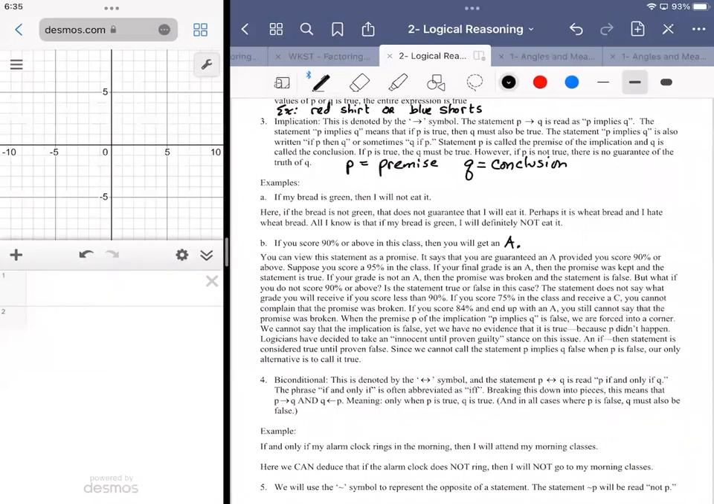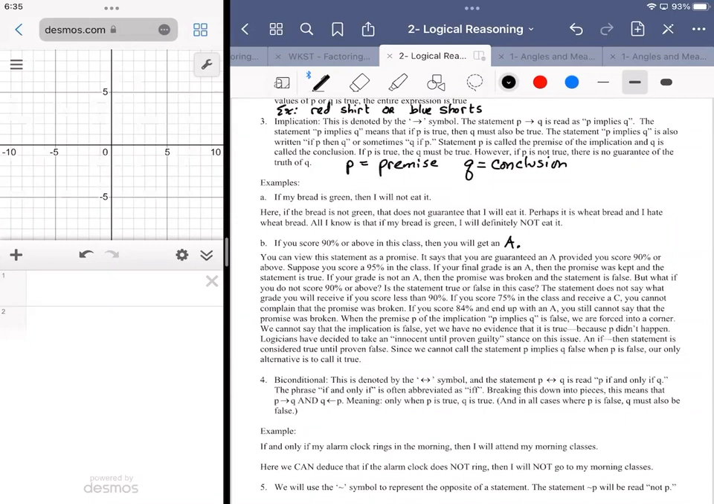If my bread is green, then I will not eat it. I mean, I think that makes sense. I wouldn't want to eat green bread. So, I mean, it's an assumption that it's molded and past the expiration date. One usually coincides with the other, but you never know. Right. So the thing is, and I'll just read the blurb here. If the bread is not green, then it does not guarantee that I will not eat it. Right. So that's the thing.